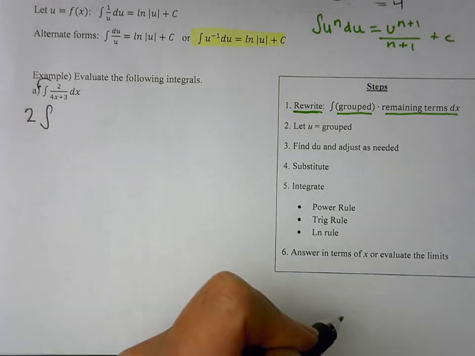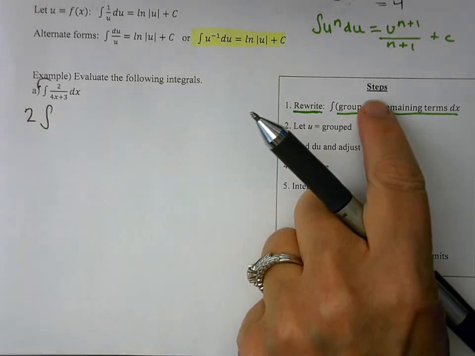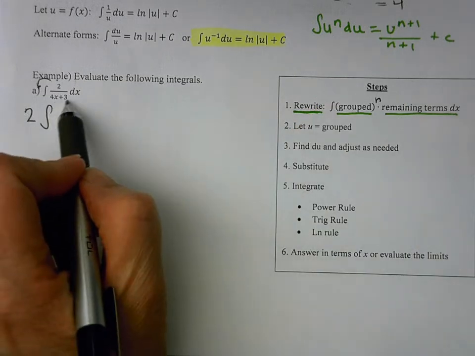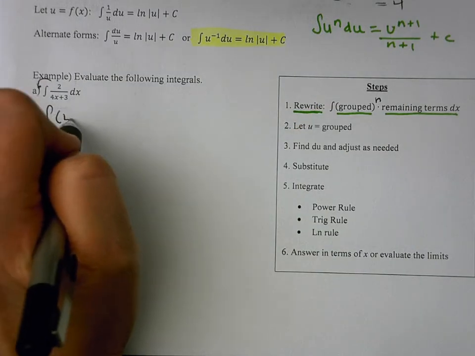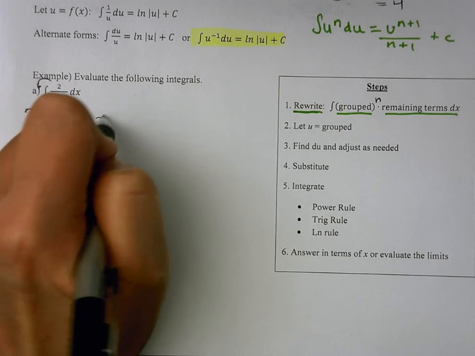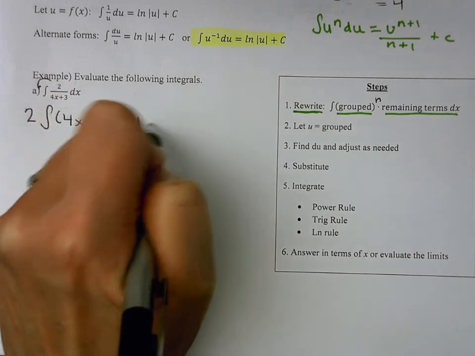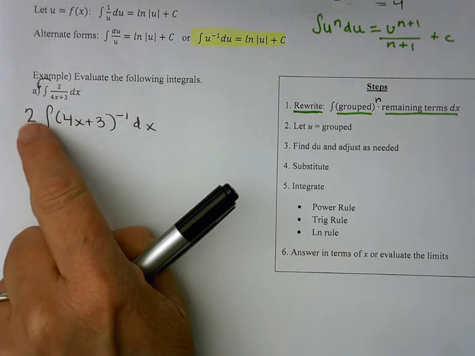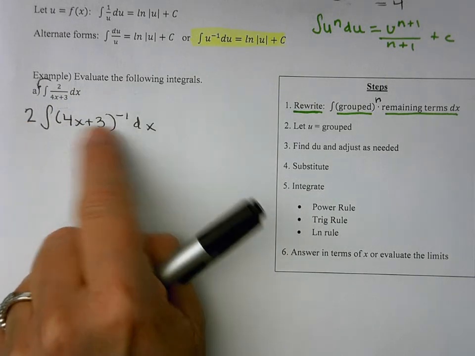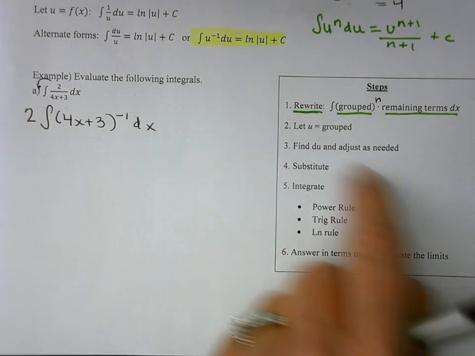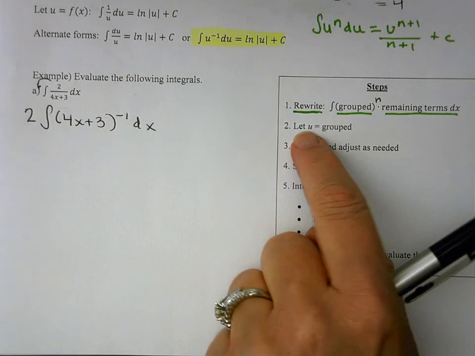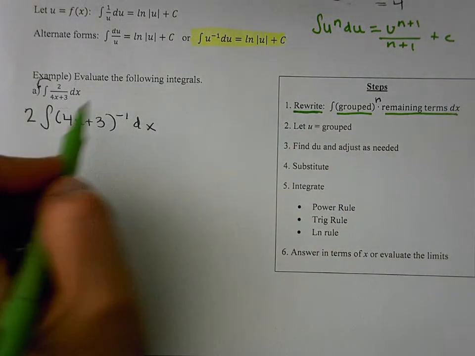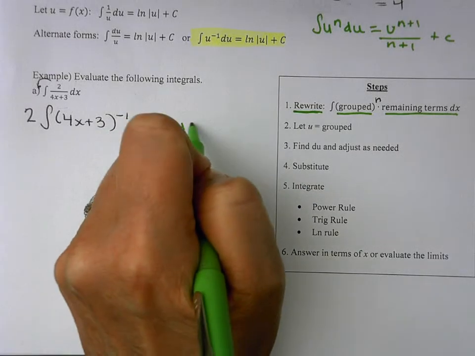And then I have to rewrite it, so I want my grouped with whatever the power is. And so in this case, that 4x plus 3, I'm going to pull up to the top. And then there is my rewrite. So I have my 2 coefficient I pulled to the front. I have my group term and then my dx. And then just like we have in the past, we're going to let u equal what's in our grouped piece. So I'm going to let u equal 4x plus 3.